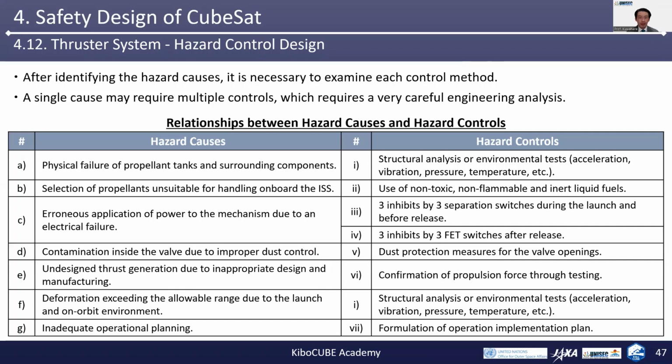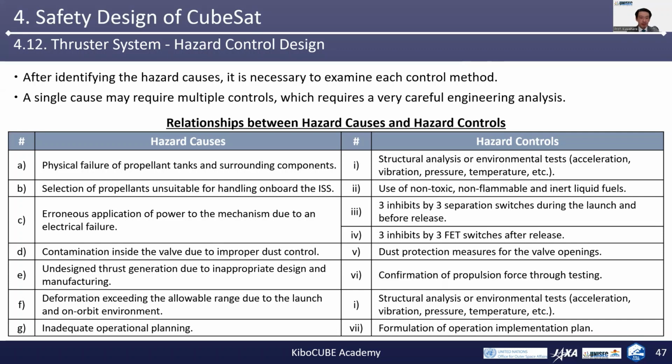The control for undesired thrust generation due to inappropriate design and manufacturing can be confirmation of propulsion force through testing. The control for deformation exceeding the allowable range due to the launch and on-orbit environment can be a structural analysis or environmental tests against acceleration, vibration, pressure, temperature, etc. And finally, the control for inadequate operation planning can be a formulation of operation implementation plan.